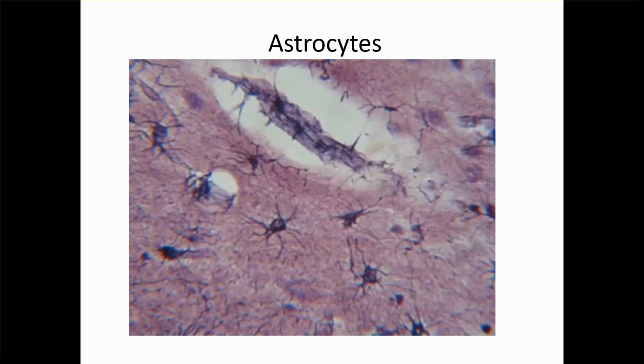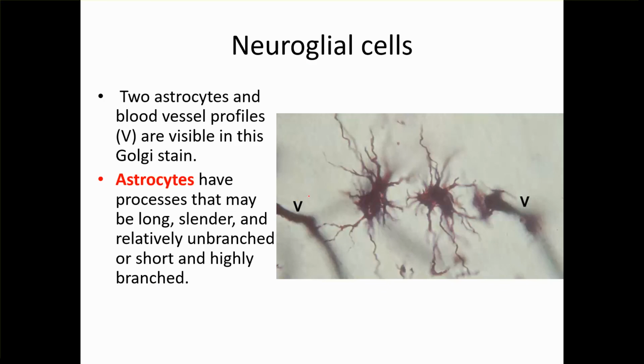Here we can see the astrocyte. This is an astrocyte. The one which is marked V is actually the veins. Since we said that the astrocytes are related to the blood vessels, this is one astrocyte, this is one, and this is another one. There are two astrocytes over here, and the blood vessel profiles are seen in Golgi stain. They have used a special stain. Astrocytes have processes that may be long, slender, and relatively unbranched, or short and highly branched.